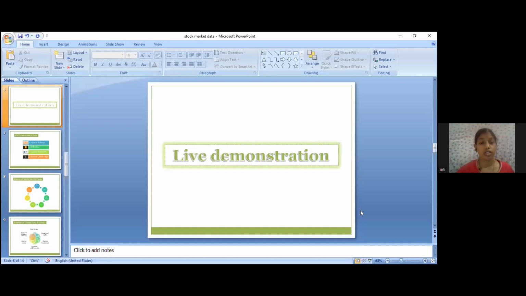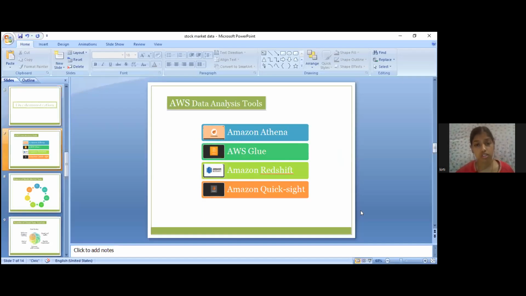So, AWS data analysis tools. These are the data analysis tools: Amazon Athena, AWS Glue, Amazon Redshift, Amazon QuickSight. So, first is Amazon Athena. Amazon Athena is a service that enables data analytics to perform interactive queries in the web-based cloud storage service Amazon S3, the Amazon Simple Storage Service. Athena is used for large scalable data sets.